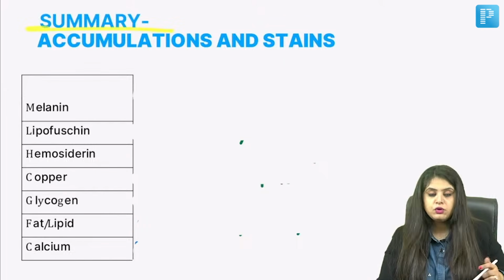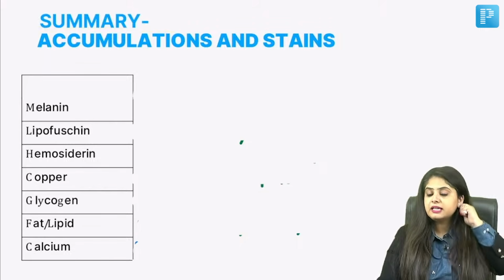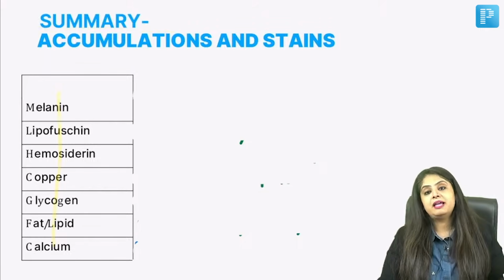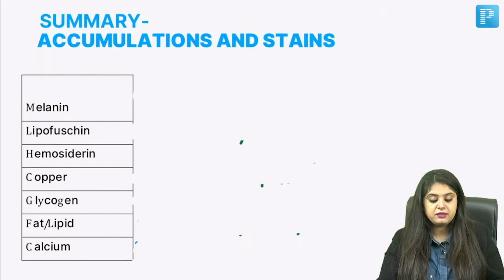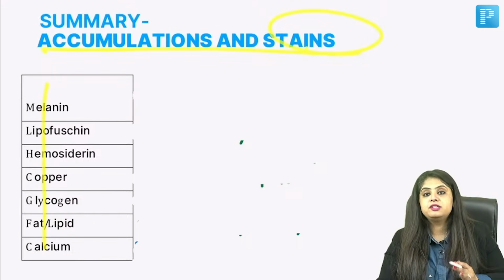I've got a small test for all of you, MCQs, then we will move on to the next topic. This is what you will fill in the blank for me. Let's quickly start. What you have to tell me? I've written all this in front of you. You just tell me the name of the stain.